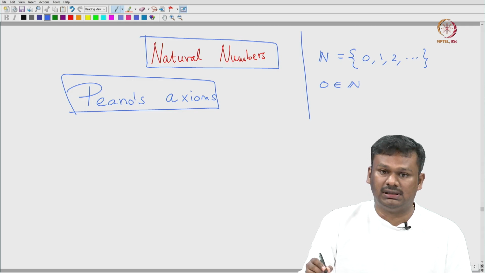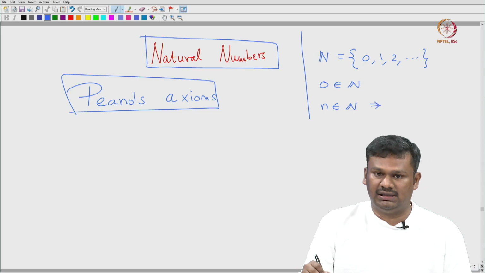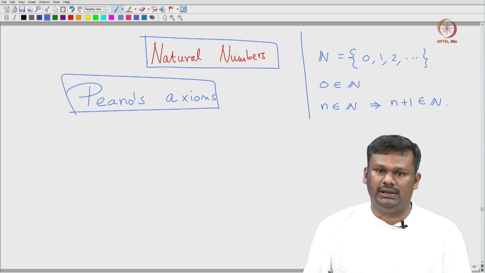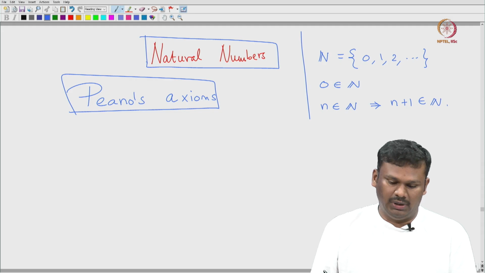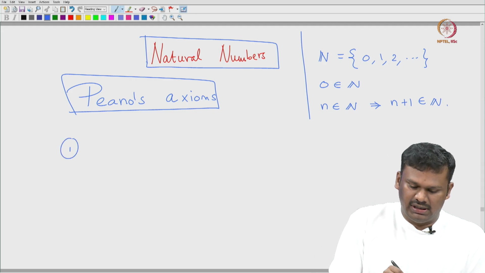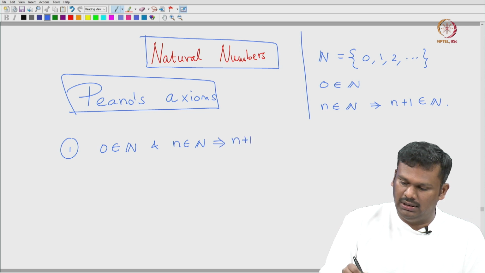property of natural numbers, and whenever n is in N, then that should imply that the successor of n, which is n plus 1, should be in N. So, that is my first Peano axiom. So, the first axiom says that 0 is in N and n in N should imply that n plus 1 is in N.